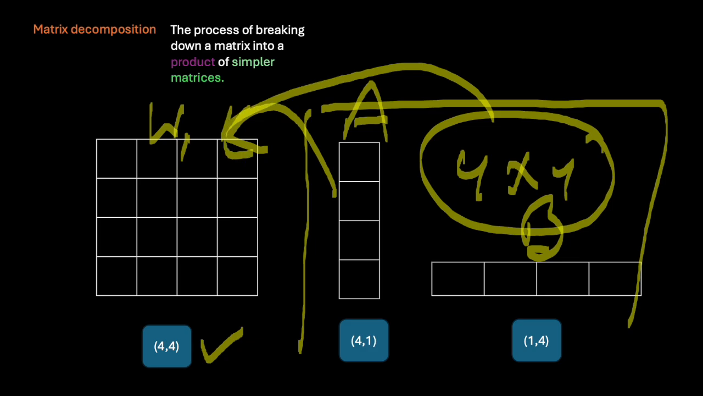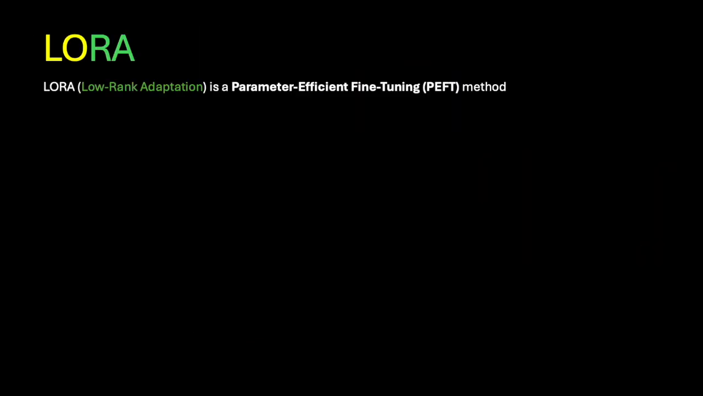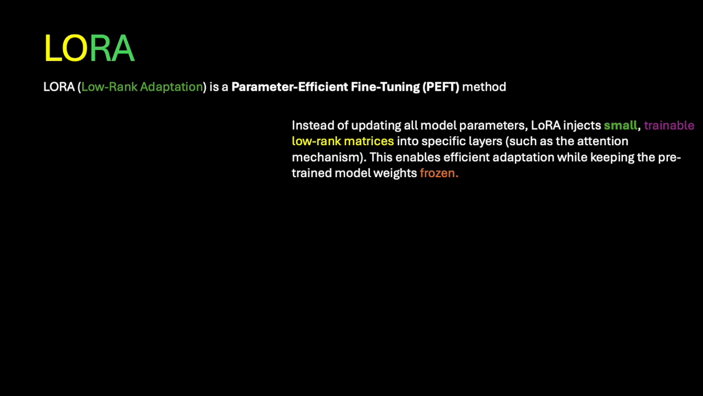So now let's move forward to understand what is LoRA. LoRA is a parameter efficient fine-tuning method. In the full fine-tuning method, we try to update all the weights inside the model. Instead, in LoRA, we try to inject small trainable low rank matrices, like we have seen how we decompose the matrix. Now we decompose that matrix and create a low rank matrix out of it, and we inject them into specific layers. For example, in the transformers architecture, you must have seen we have three layers. We have K, Q, and V.